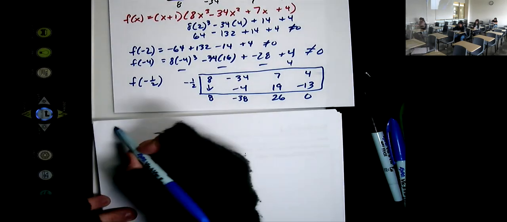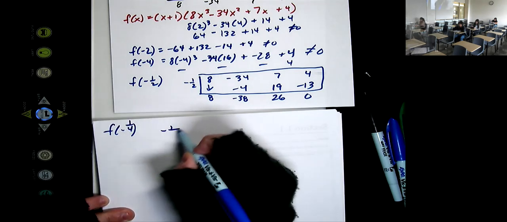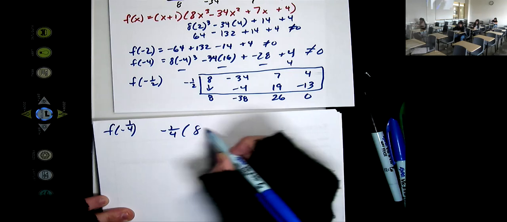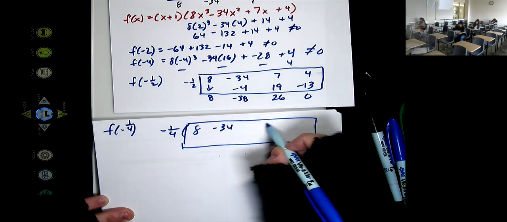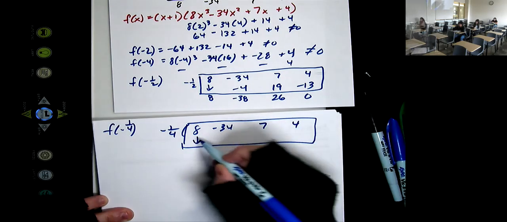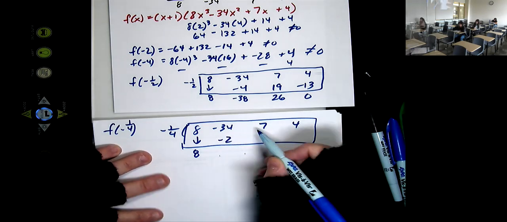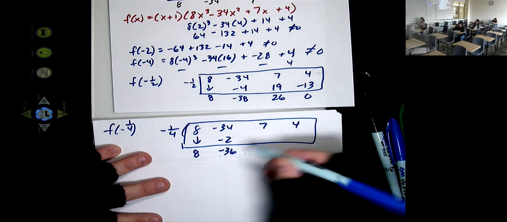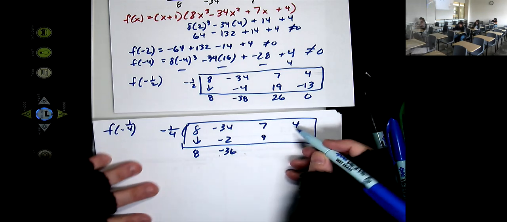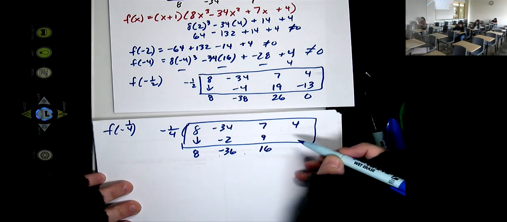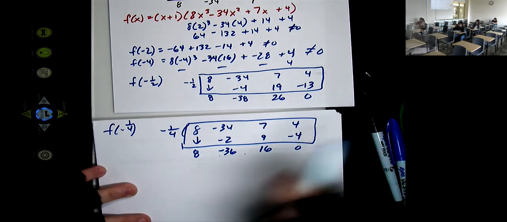So we'll do an f of -1/4. -1/4 of 8 is -2. -1/4 of -36 is 9. 7 and 9 is 16, and -1/4 of 16 is -4. We see that it does add up to 0.